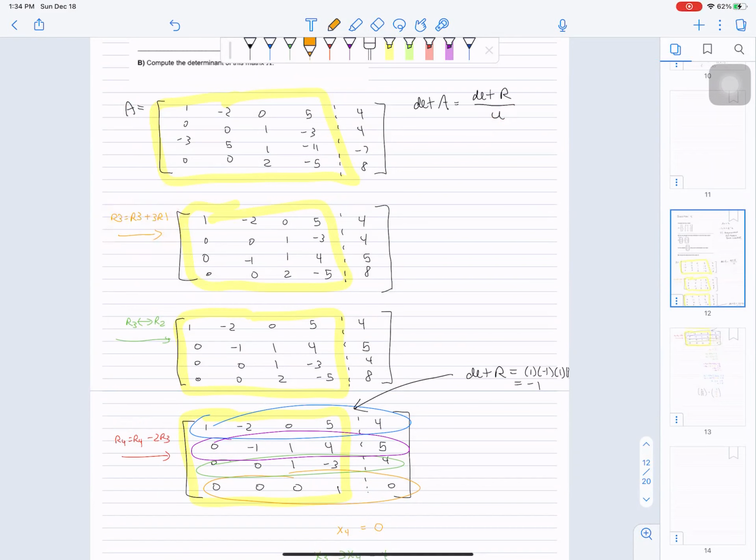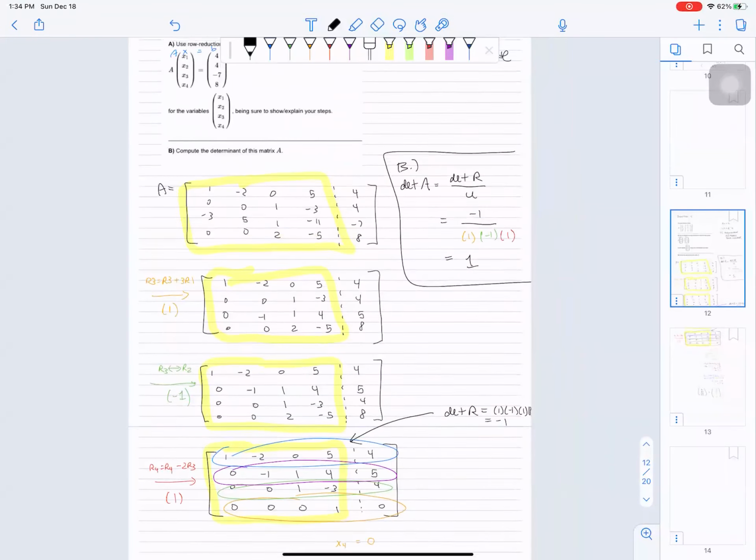I did a combination that multiplies my determinant by 1. I did a switching that multiplies my determinant by negative 1. And then I did another combination, which is no change, meaning multiplied by 1. So what is the determinant of R? It was negative 1. What are the changes I made? I have a 1 here, a negative 1, and then another 1. So my final answer for the determinant of A is 1. That's part B. Okay, any questions on problem 4?